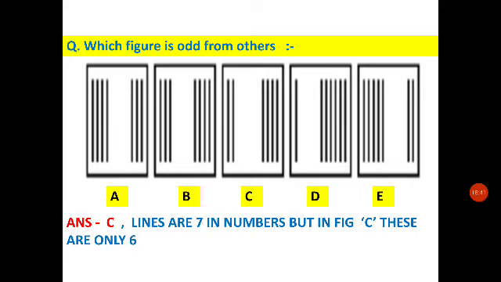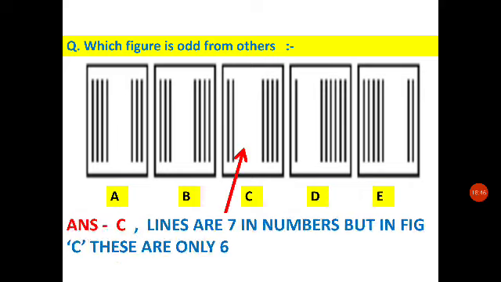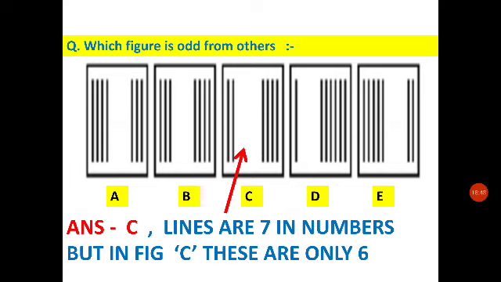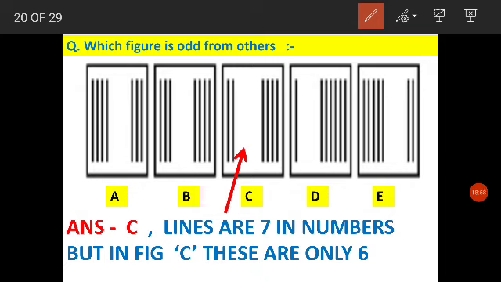Now here again you have to watch very, very carefully. Which figure is odd? Answer is C, because this figure has 7 lines inside, whereas all other figures are having only 6 lines. If you count these lines, they are 6.